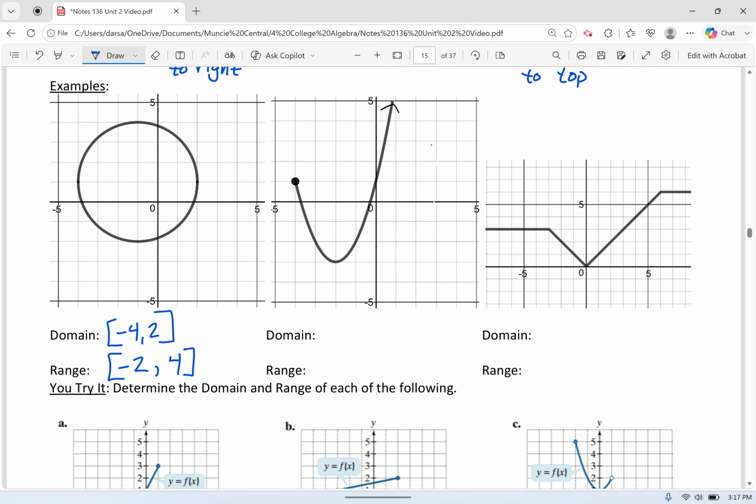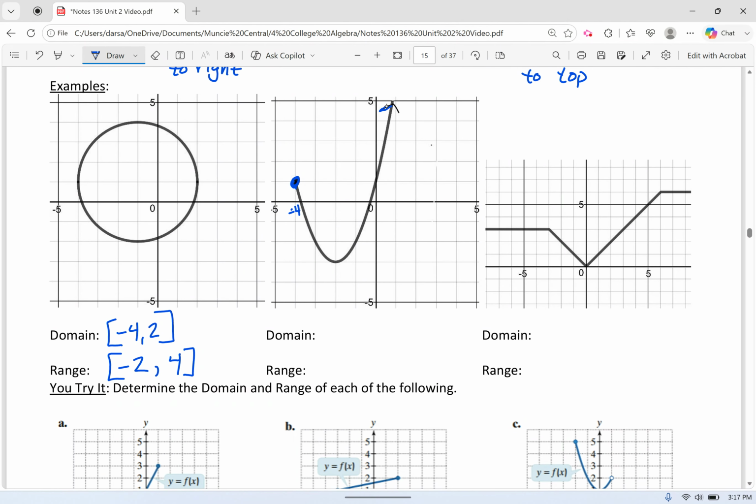Okay, domain is x values from left to right. So we're going to start over here on the left and ask, what is the first dot that we get on the very left-hand side? Well, the first dot happens here. And what is the x value on this dot? Well, that happens at an x of -4. Then we have graph, graph, graph, graph, graph, graph, graph.